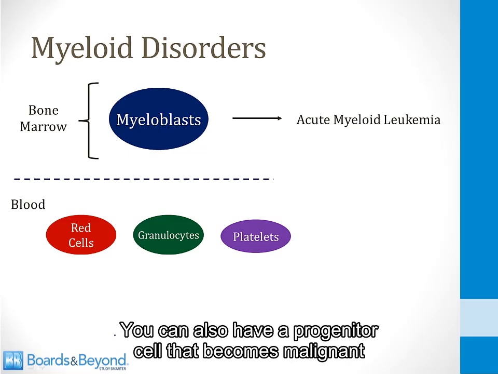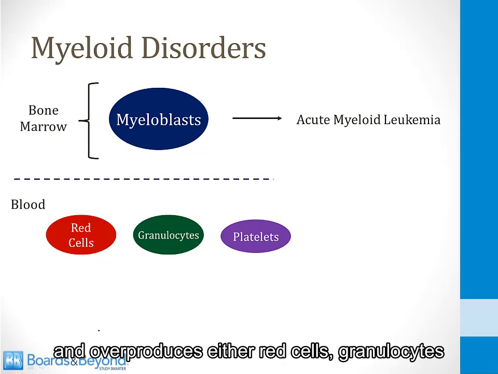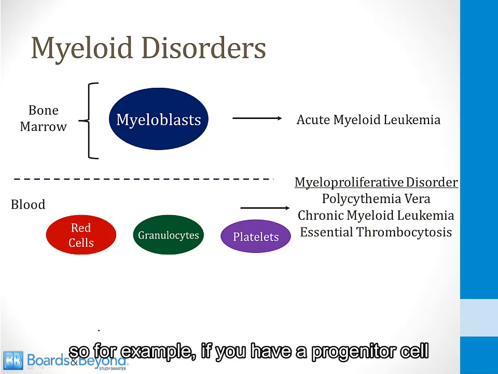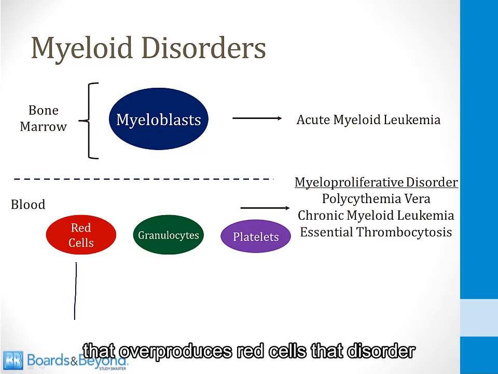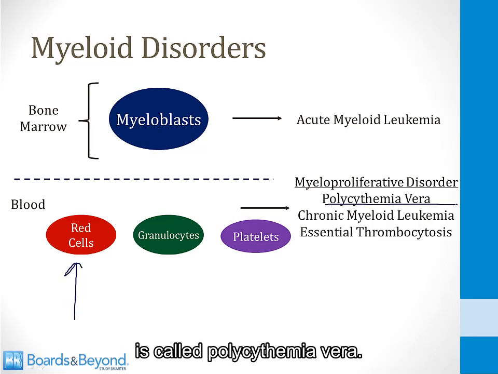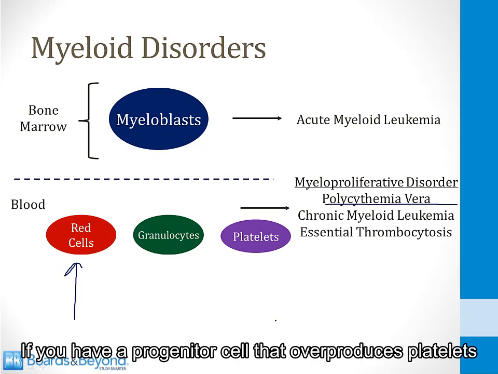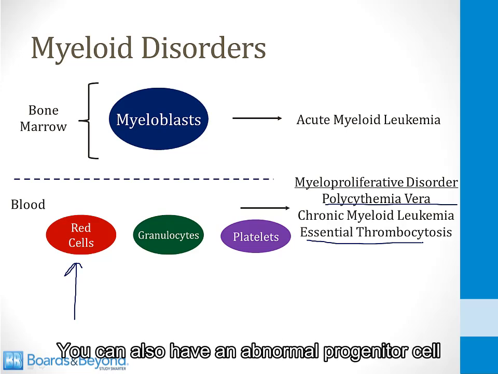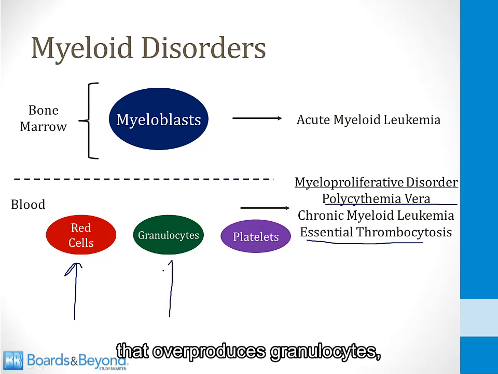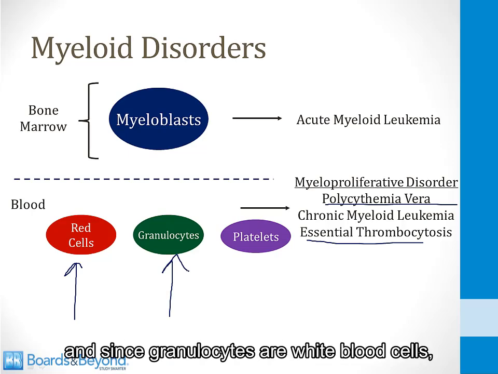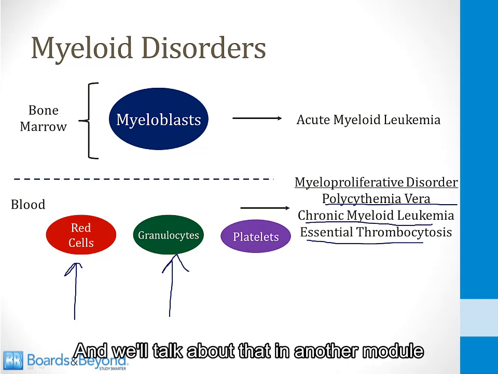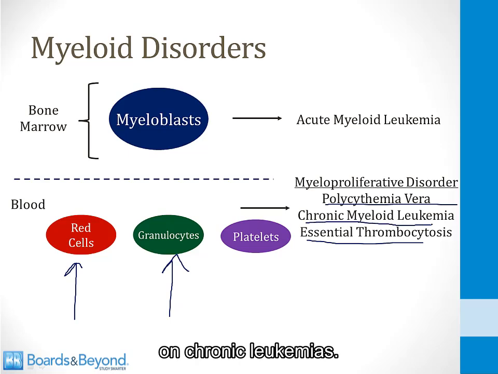You can also have a progenitor cell that becomes malignant and overproduces either red cells, granulocytes, or platelets. Those disorders are called myeloproliferative disorders. For example, if you have a progenitor cell that overproduces red cells, that disorder is called polycythemia vera. If you have a progenitor cell that overproduces platelets, that's called essential thrombocytosis. You can also have an abnormal progenitor cell that overproduces granulocytes, and since granulocytes are white blood cells, that's called a leukemia. That's called chronic myeloid leukemia, and we'll talk about that in another module on chronic leukemias.